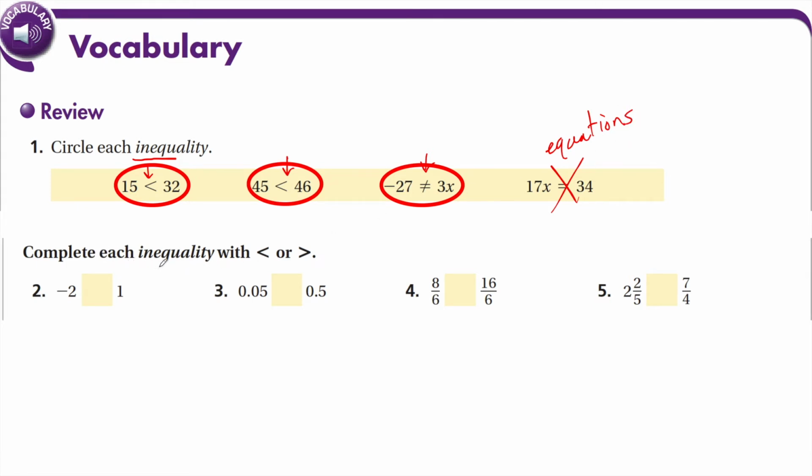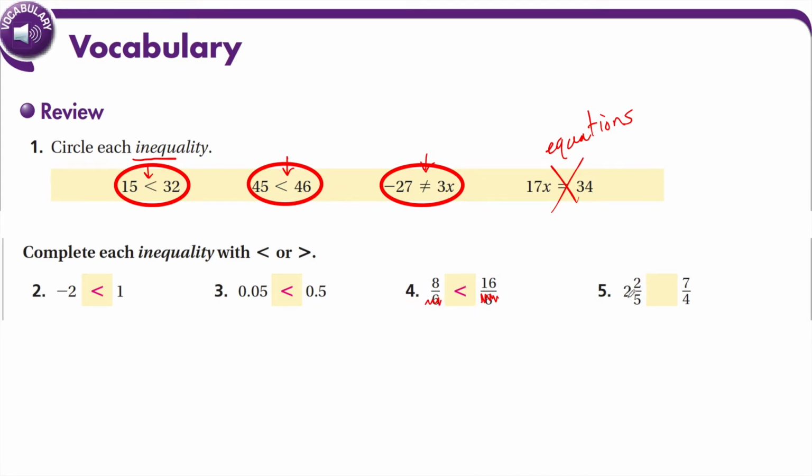Now, complete each inequality with less than or greater than. -2 is going to be less than positive 1. 0.05 is going to be less than 0.5. 8/6 is going to be less than 16/6, because again, if the denominators are the same, then we just have to pay attention to the numbers. We can actually get rid of these denominators all at once, and we can say that 8 is in fact less than 16.